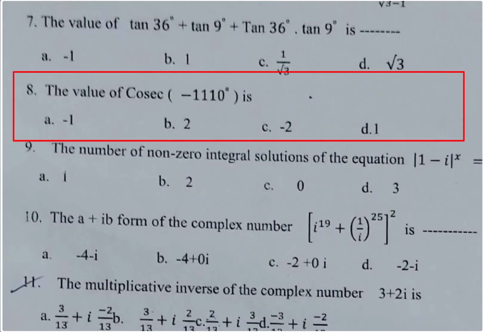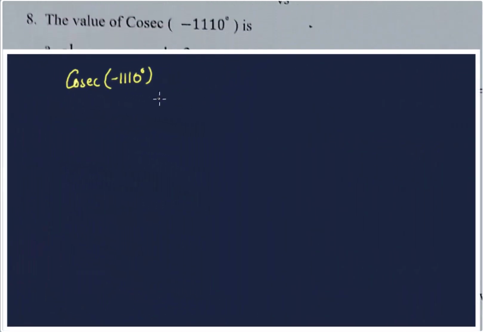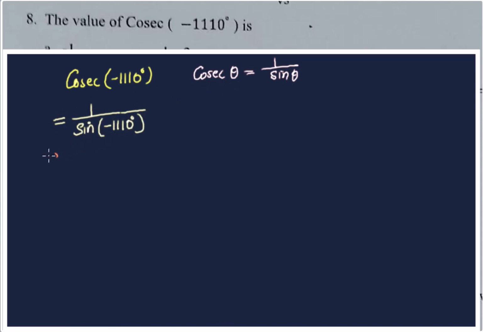Moving on to the next question, we are asked to find the value of cosec of minus 1110. We know cosec is the reciprocal function of sine. So, it is the same as 1 by sine of minus 1110. Now, what is sine 1110?